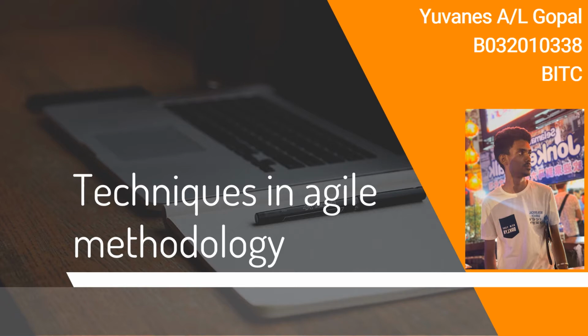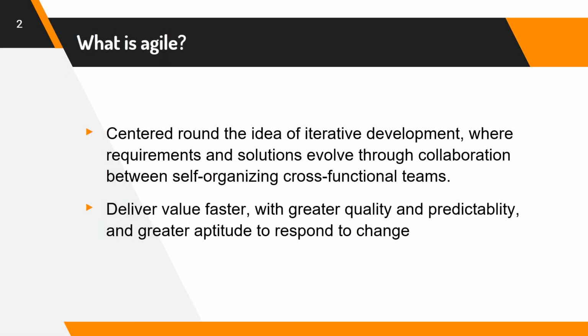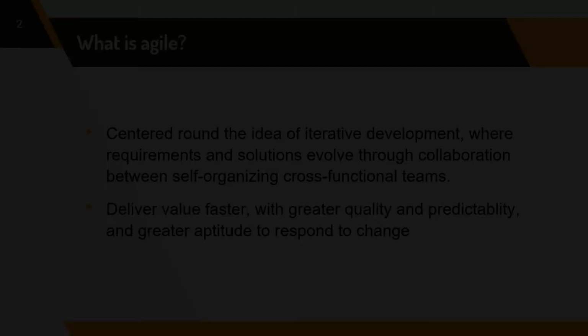So today we are going to look at techniques in agile methodology. What is agile? Agile refers to a software development methodology that is centered around the idea of iterative development, where requirements and solution evolve through collaboration between self-organizing cross-functional teams. The ultimate value in agile development is that it enables teams to deliver value faster with greater quality and predictability, and with a greater ability to respond to change.